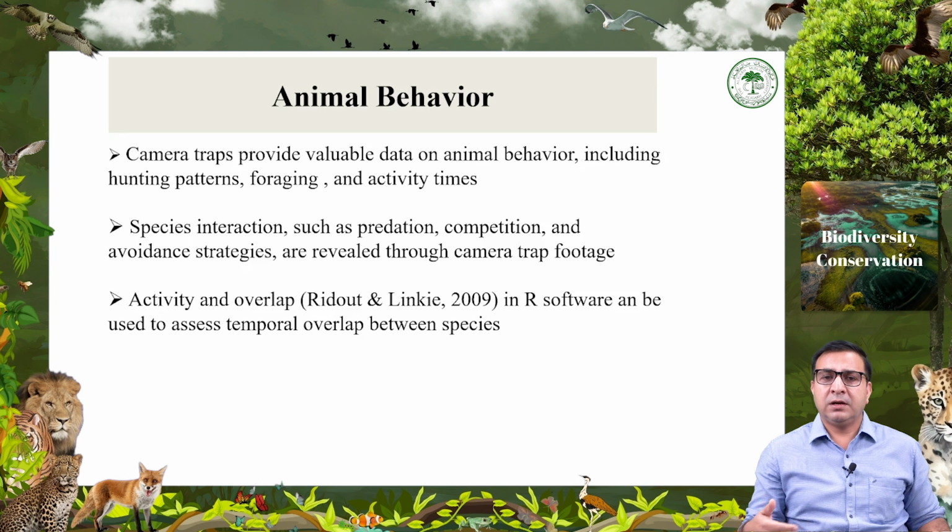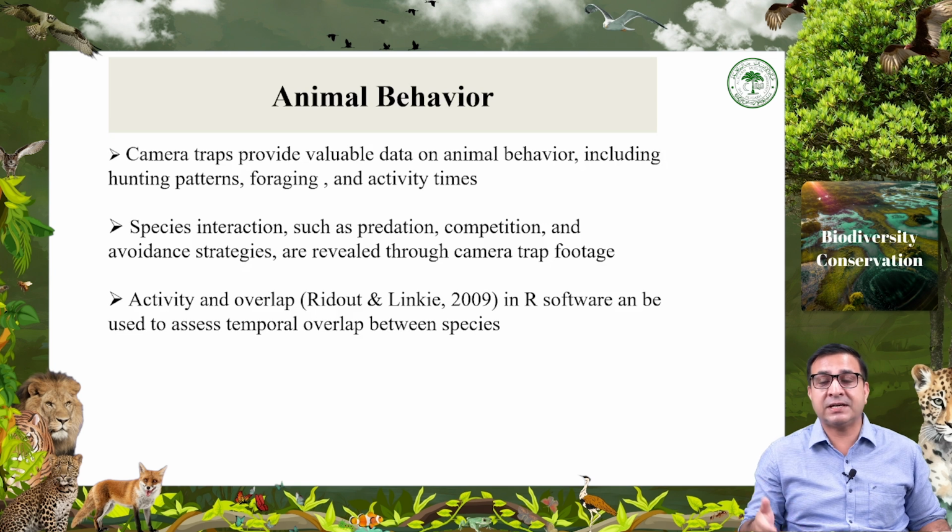Camera traps also offer critical insight into animal behaviors, capturing data on hunting and foraging patterns as well as activity levels, which I have already discussed with you in the previous slides and lectures. They also reveal species interactions, such as how predation occurs in natural environments, how species compete with each other for different resources, and how, by means of these camera traps, we can find out the avoidance strategies of different species.